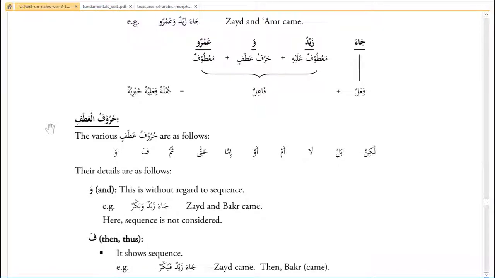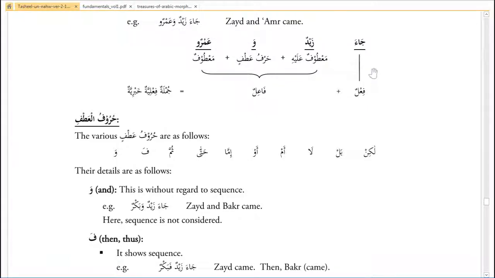In this lesson we will be learning حروف عطف. What is حروف عطف? Which connects two words or two things together. For example, جاء زيد وعمر. Zaid and Amr came. So waw is حرف عطف.